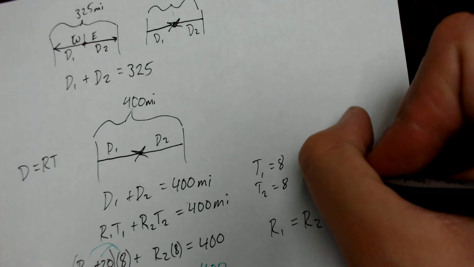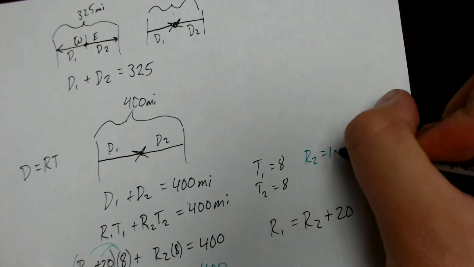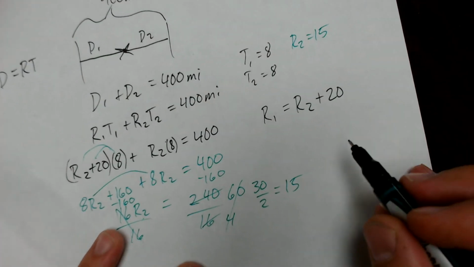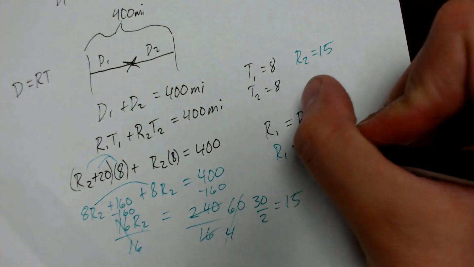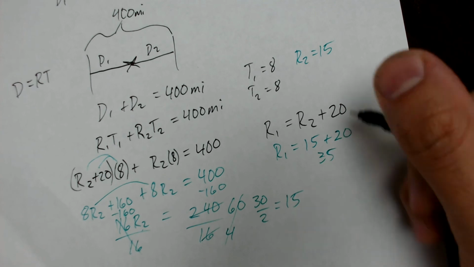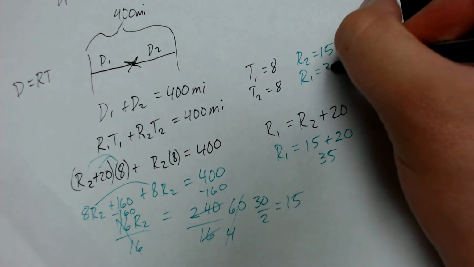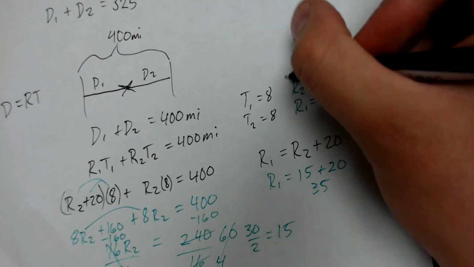So up here where I have the times, R sub 2 equals 15. And if that equals 15, then rate of 1 is equal to 15 plus 20, which is 35. And now I have both my speeds.